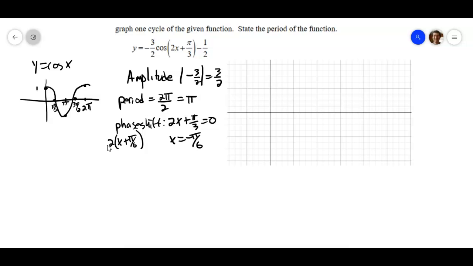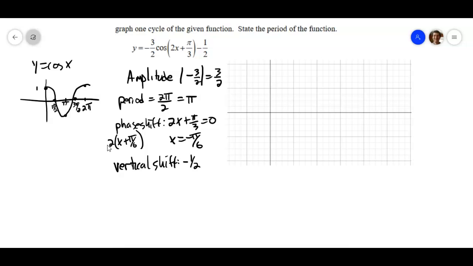And then the vertical shift is the constant term. In this case, it's minus 1/2. All right, this should be everything we need.